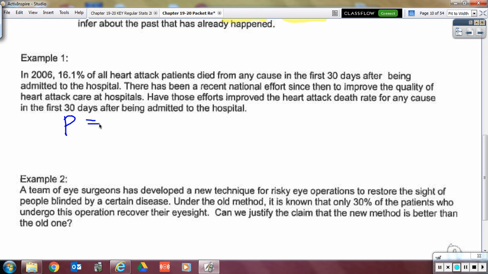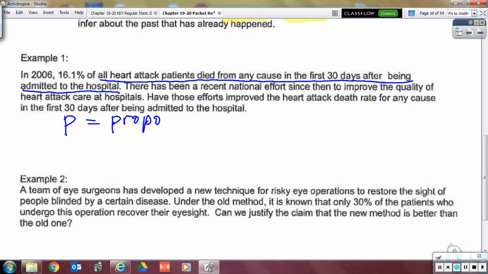We're going to infer to what population? What are we going to make a statement about? Who is it that we're making a statement about? Heart attack patients. Heart attack patients, and what about them? They die. The proportion of them that die from any cause in the first 30 days. Good. So guess what? It's going to kind of follow this, but there is something really tricky that I heard y'all say wrong. This will always start out with the word proportion.